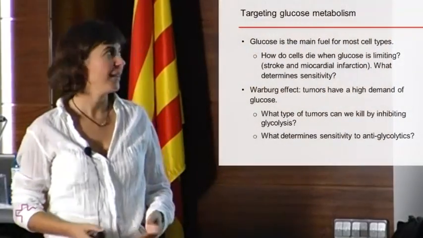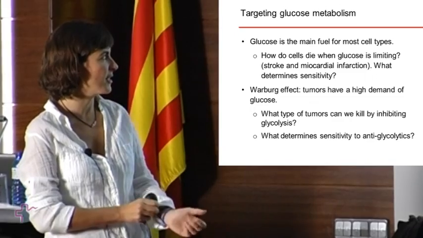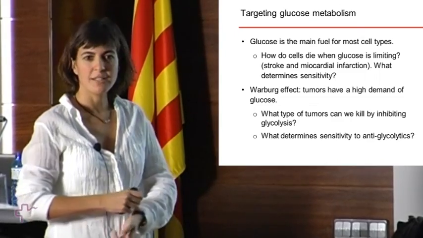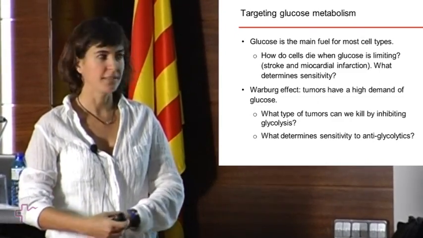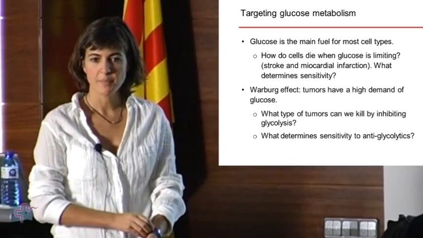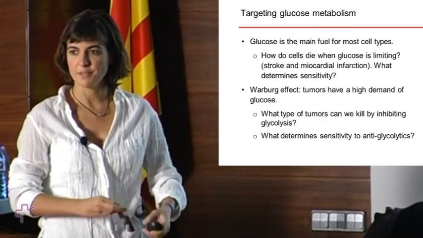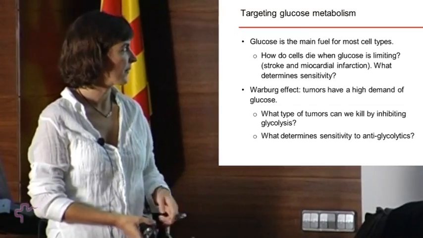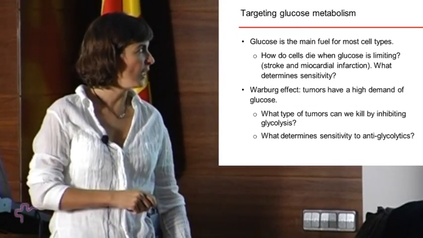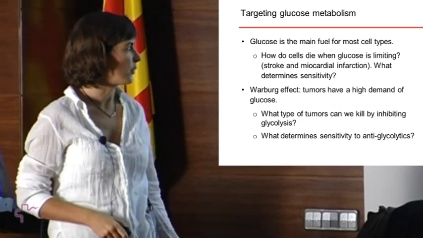So why do we care about glucose metabolism? Well, mainly because glucose is the main source of carbon and also of ATP for most cell types. So there are a lot of diseases that occur when there's a problem with glucose metabolism, such as diabetes, as everybody knows, but also lack of glucose is involved in diseases such as myocardial infarction and stroke. So we would like to know what determines sensitivity of cells to lack of glucose.